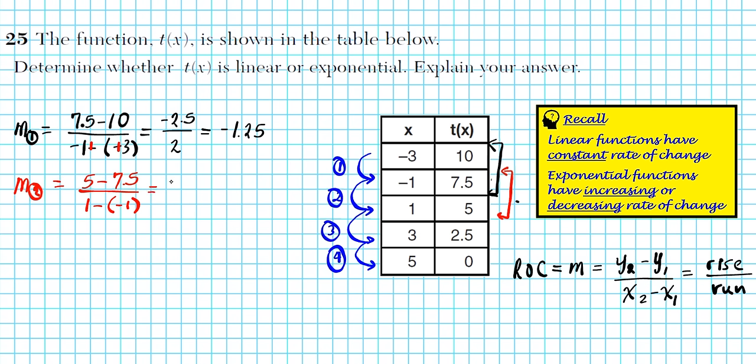5 minus 7.5 is negative 2.5, divided by 1 minus minus 1. Minus times minus is plus. So what we have downstairs is 1 plus 1, which is 2. Negative 2.5 over 2, you can divide that by hand or with your calculator. You end up with negative 1.25.